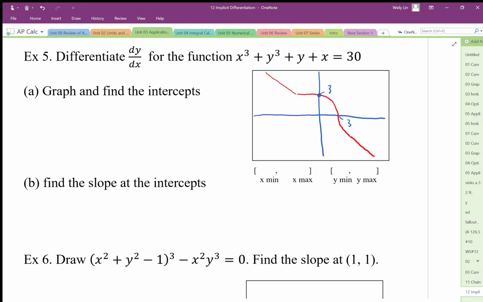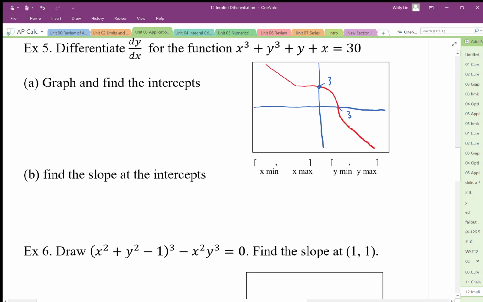I could solve those algebraically by just plugging in x is 0 and y is 0 and solving that cubic equation. So we want to find the slope at those intercepts. Okay, so I need the derivative. So I'm going to differentiate this. So I'm going to end up with 3x squared plus 3y squared times y prime plus y prime plus 1 equals the derivative of 30, which is 0.